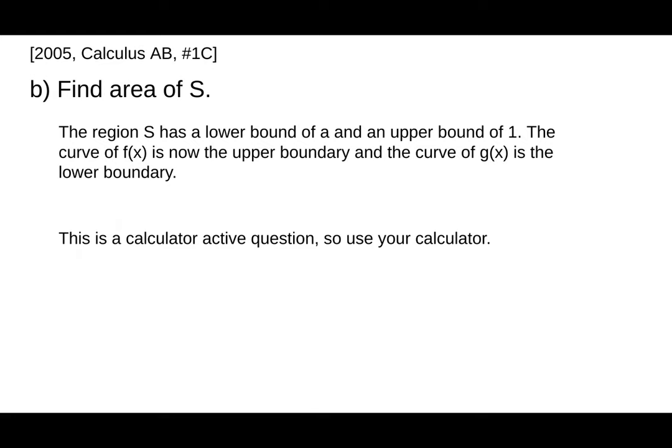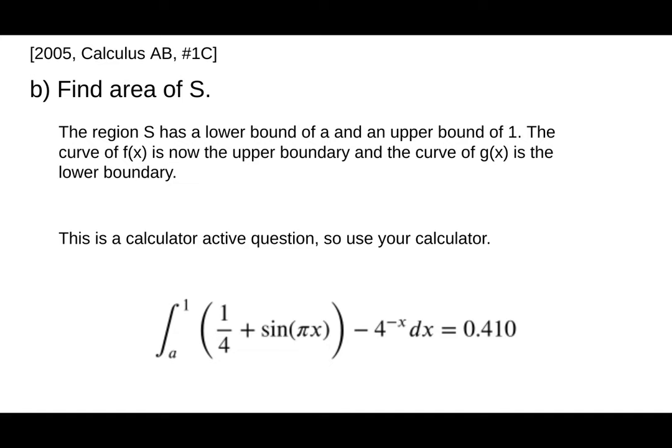This is a calculator active question, so we are going to use our calculators. We need the integral from a to 1 of, and then notice the transposition of the two functions here, since f is now the function on top and g of x is now the function on the bottom. We have the integral from a to 1 of 1/4 plus sine of pi x minus 4 to the negative x dx, and that is 0.410.